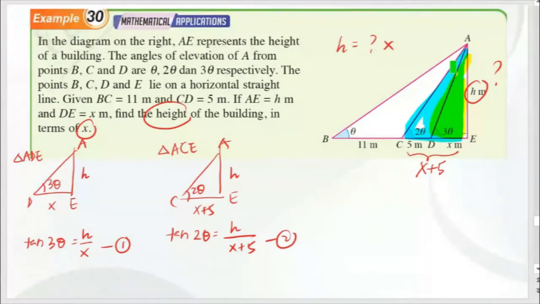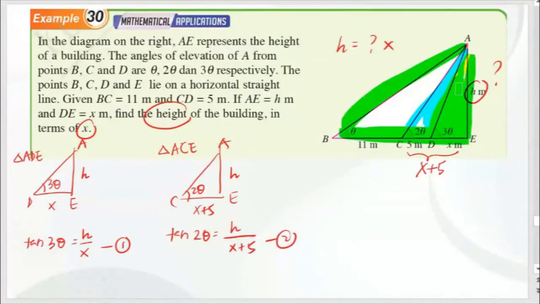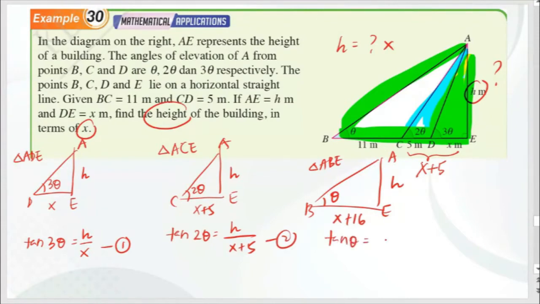Okay, then now we go to the third one, triangle ABE. The angle is theta, AE is h. Then how about BE? BE is 11 plus 5, so it's 16 plus x. So x plus 16 cm. So your tangent theta equals h over x plus 16. Okay, third equation. So you have the 3 already.